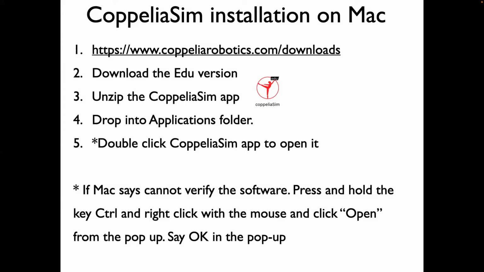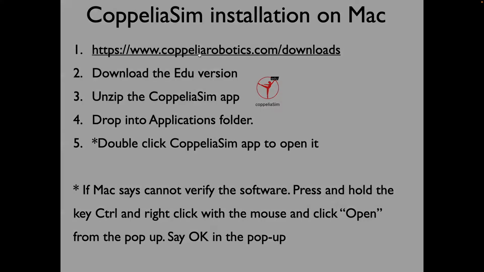This is a quick tutorial on installing CoppeliaSim on a Mac. So we'll follow these five steps. We'll download the app from CoppeliaRobotics.com. This will be the edu version. We'll unzip the CoppeliaSim. Then we'll drop it into the applications folder. And then we'll just double click the CoppeliaSim app to open it. So let's get started.